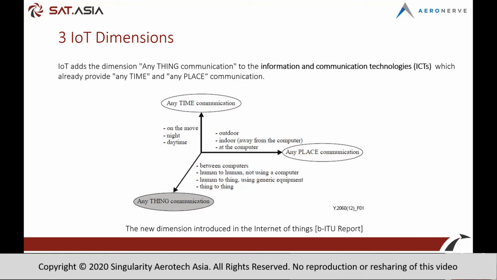And IoT adds a new dimension, meaning anything communication. So not only do we communicate with people, we can communicate human with computers, things or machines with machines. And the concept is at any time and any place, meaning the thing can also communicate at any time and any place. So these are the dimensions of IoT, introduced by the ITU, International Telecommunication Union.